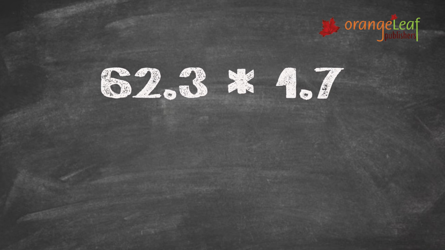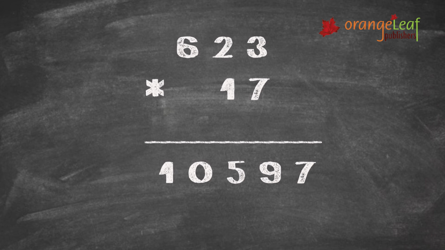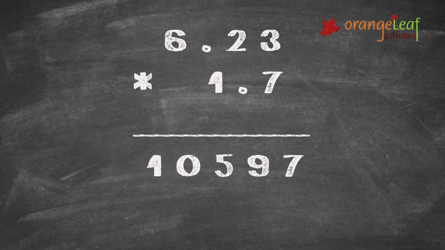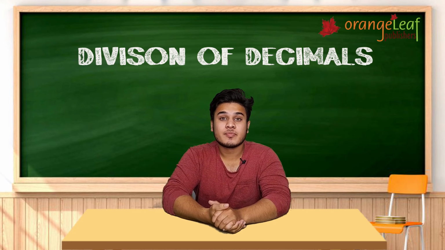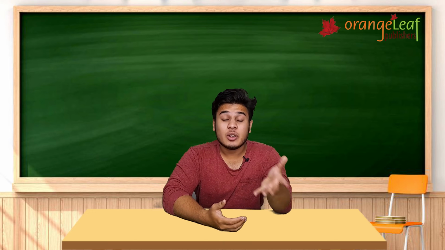62.3 into 1.7. Let's multiply these numbers ignoring the decimal point. The final answer is 10,597. We can see that the total number of decimal places are 2. So we put the decimal point 2 places from the right in the product. So the final answer is 105.97.